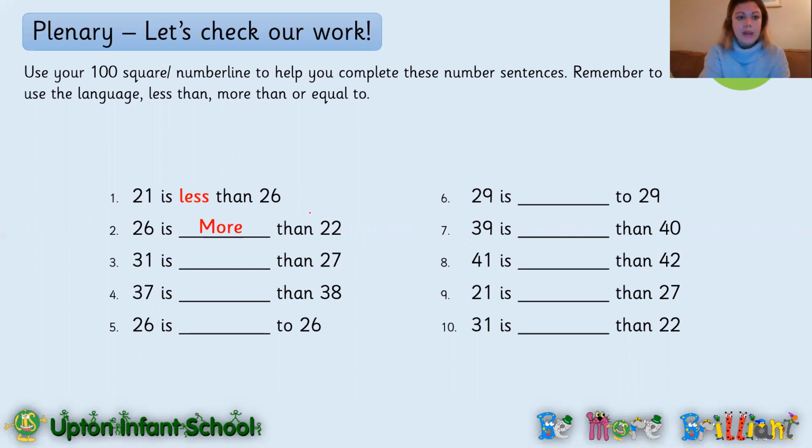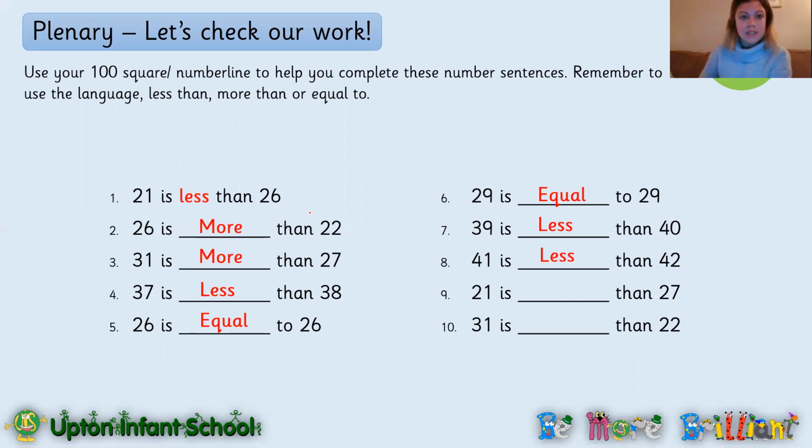So for number 2, we had 26 is more than 22. Number 3, we had 31 is more than 27. Number 4, we had 37 is less than 38. Number 5, we had 26 is equal to 26. Well done if you got that one right, because that one was tricking you. And again, we had for number 6, 29 is equal to 29. I hope you found that on your 100 square and circled 29 and saw that there wasn't anywhere else to go. Number 7, 39 is less than 40.